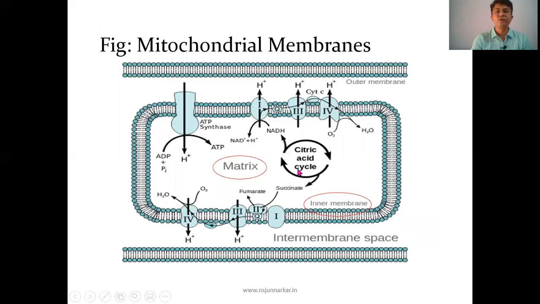So this is the mitochondrial membrane that is shown, outer membrane and the inner membrane. And you can see the complex 1, then complex 3 and complex 4, they are embedded in the inner membrane of the mitochondrial membrane. Whereas this is the matrix, you can also see that ATP synthase is embedded in the membrane, inner membrane. This is the F0 component and this is the F1 component of the ATP synthase enzyme.